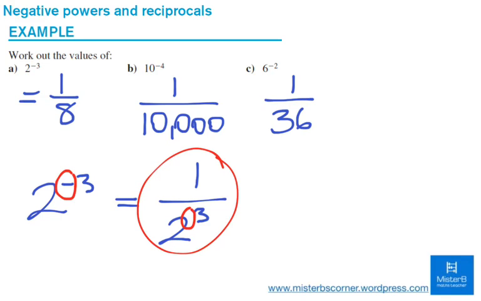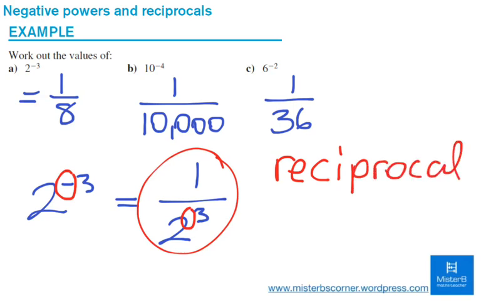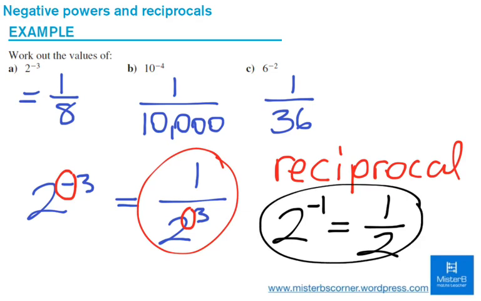And reciprocal means that you write, for example, 2 to the power of negative 1 to be 1 over 2. That's the reciprocal of 2, right? So basically you change the sign if you're writing it as a fraction.